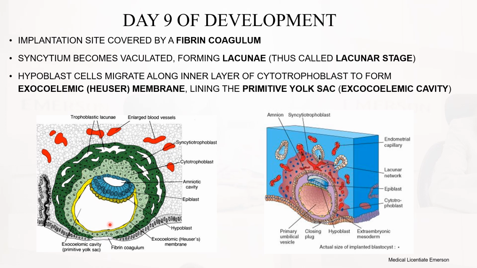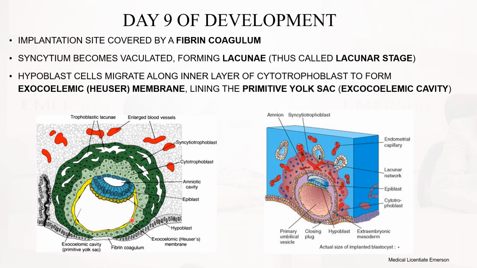Let's go to the hypoblast. Remember, this is the epiblast and the hypoblast. It is here. So the hypoblastic cells are going to migrate along the inner layer of the cytotrophoblasts to form the exocoelemic membrane. The inner layer of the cytotrophoblast is the one which is here. So this yellow line you are seeing here is what we call the exocoelemic membrane. So it's going to line the cytotrophoblasts.